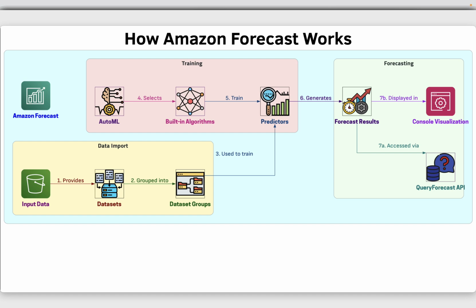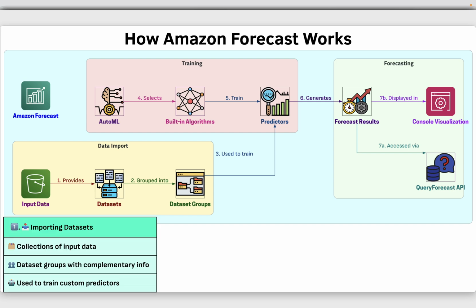So how does Amazon Forecast work? When creating forecasting projects in Amazon Forecast, you work with the following resources. First you start with importing datasets, and datasets are collections of your input data. Dataset groups are collections of datasets that contain complementary information. Forecast algorithms use your dataset groups to train custom forecasting models called predictors.